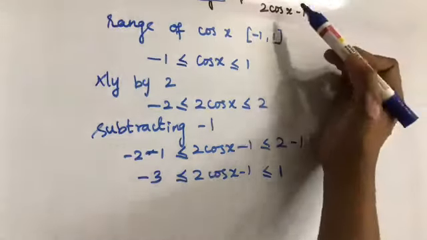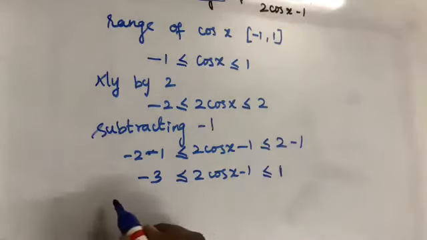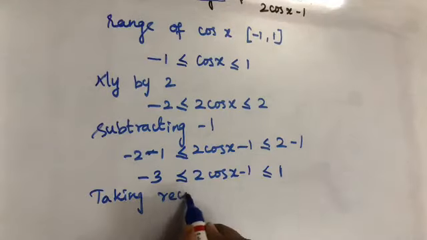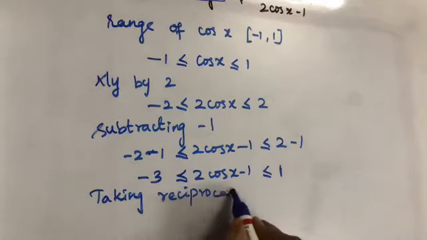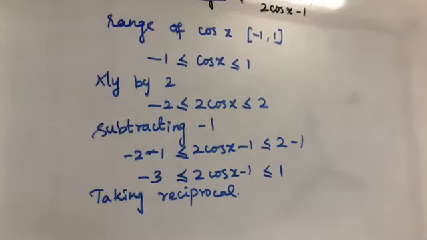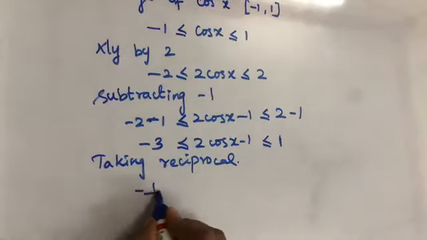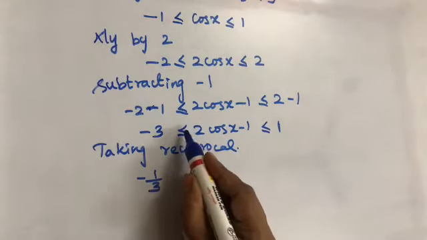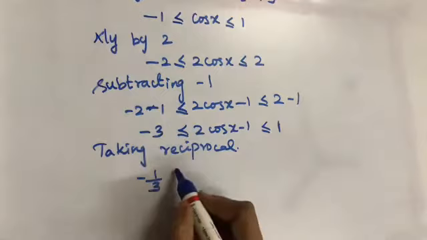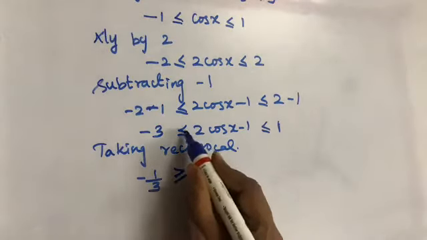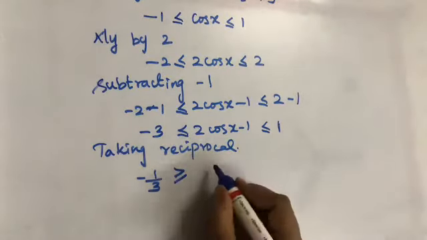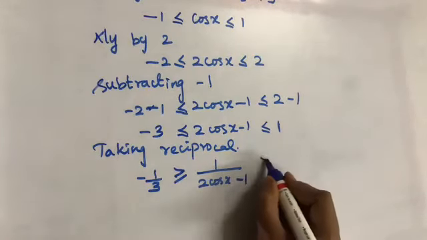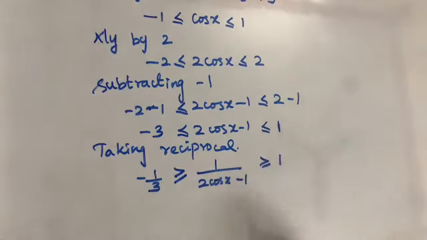Okay, so the function is 1 divided by 2 cos x minus 1. So what we have to do now? Taking reciprocal. If I take reciprocal, it will become minus 1 by 3. While taking reciprocal, the sign should change, right? So less than becomes greater than. So greater than or equal to 1 divided by 2 cos x minus 1 greater than or equal to 1 divided by 1. So it is 1.